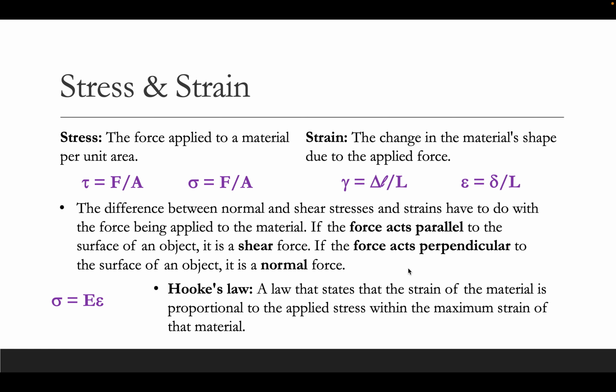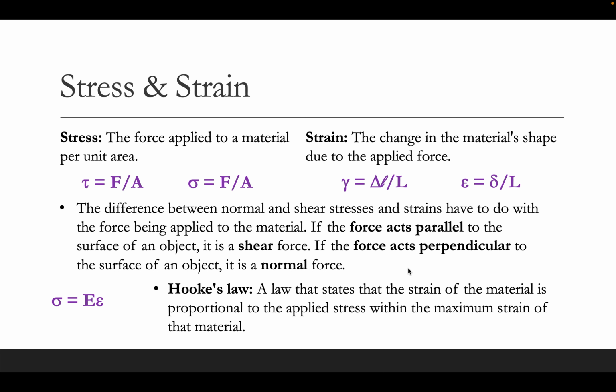These are the biomechanics concepts we will be using when applying math to the patellar tendon. First, we need to define stress and strain. Stress is the force applied to a material per unit area. Strain is the change in the material's shape due to the applied force. But each of stress and strain can be normal or shear.